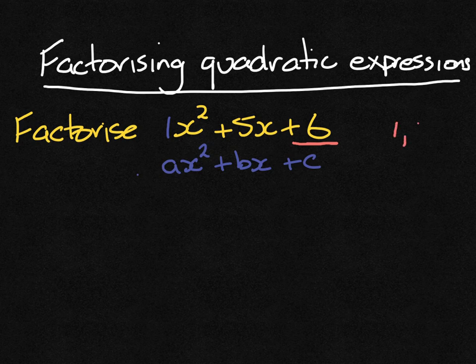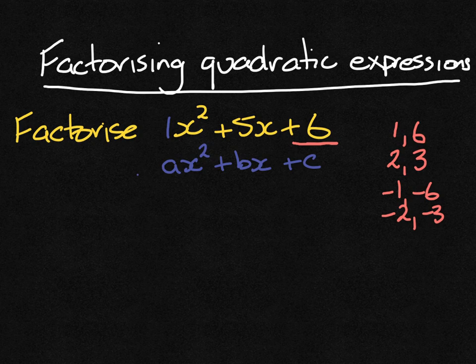Well, you've got 1 and 6, so 1 times 6 equals 6, of course, and you've got 2 and 3. 2 times 3 equals 6. Now, there are two more whole numbers that multiply to give 6. Can you think what they are? Well, I'll give you a clue. -1 and -6 multiply to give positive 6. So therefore, -2 and -3 also multiply to give positive 6. So now we've found all the factor pairs of our c value, 6.